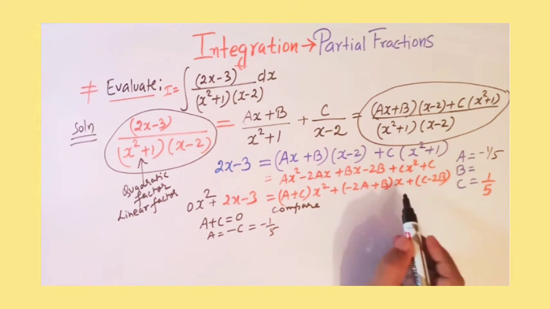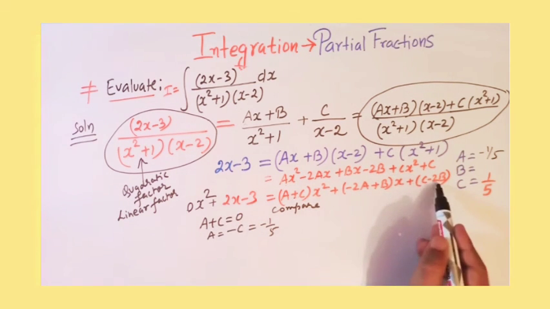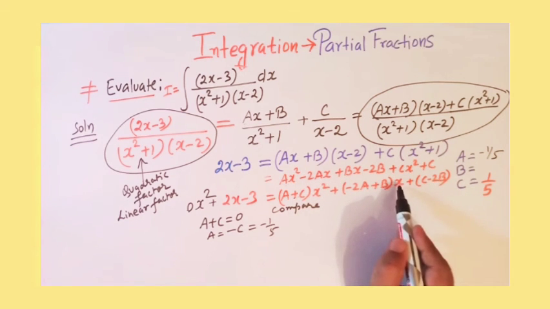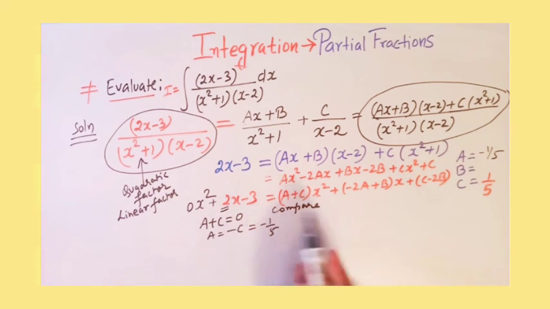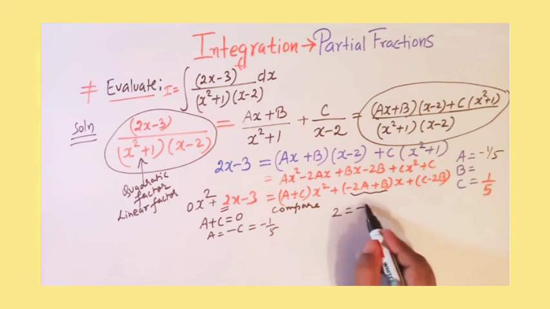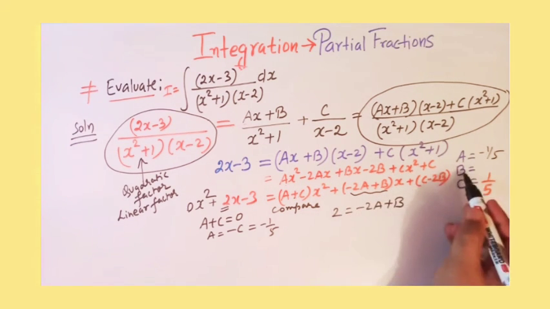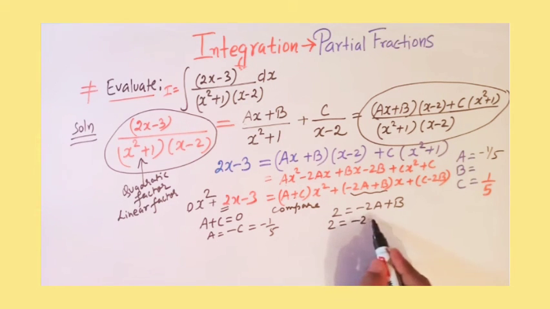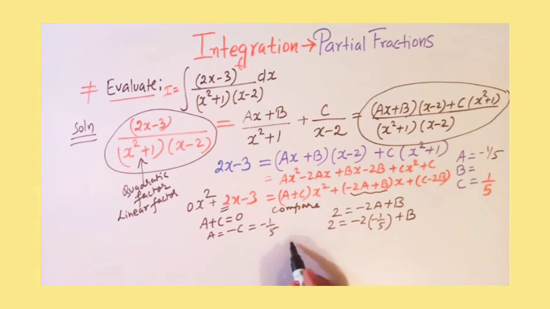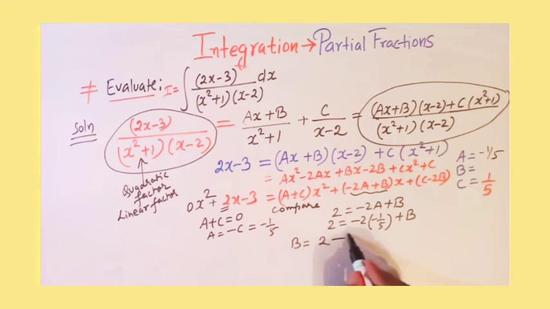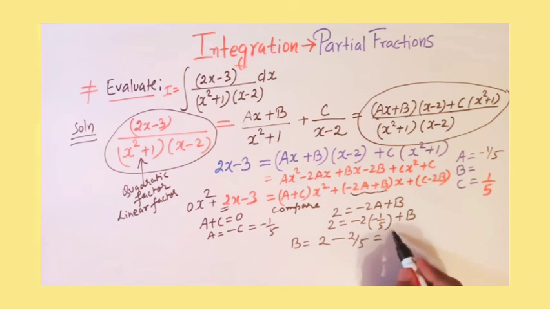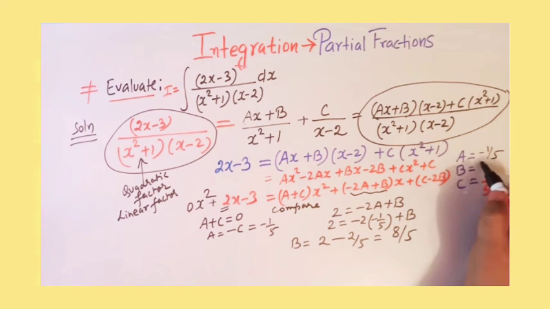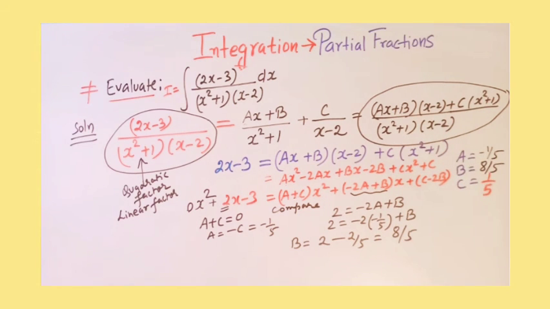Now if we compare the coefficient of x on both sides, here we have 2, and here we have this term minus 2a plus b. Now we have 2 minus 2 times the value of a, which is minus 1 by 5, plus b. Now b can be written as 2 minus 2 by 5, and then we take 2 by 5 to this side. So we have 10 minus 2, 8 by 5. So here we have 8 by 5.